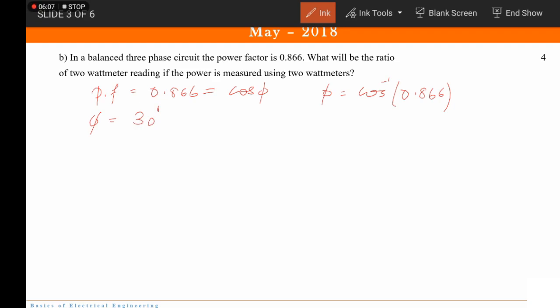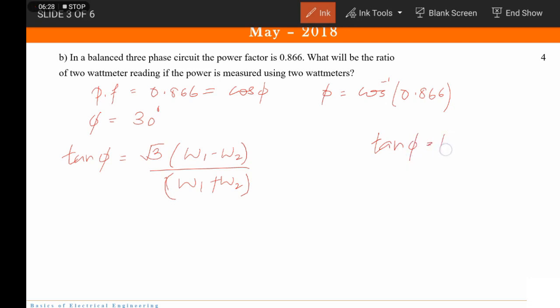Now, in the two-wattmeter method, we have the equation tan phi equals root 3 times the difference of the wattmeter readings upon the sum of the wattmeter readings. So we will first calculate tan phi. Tan phi will be tan 30, correct? And tan 30 is 0.577.